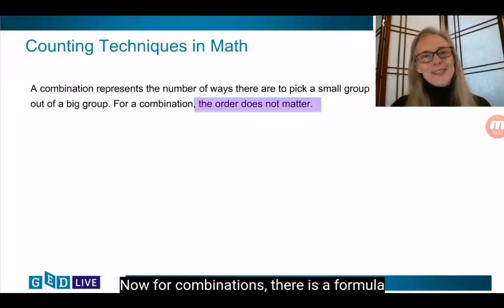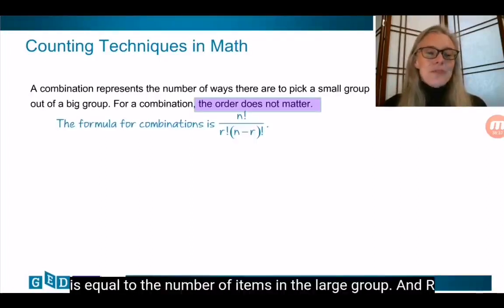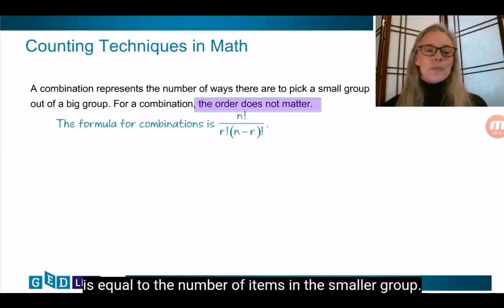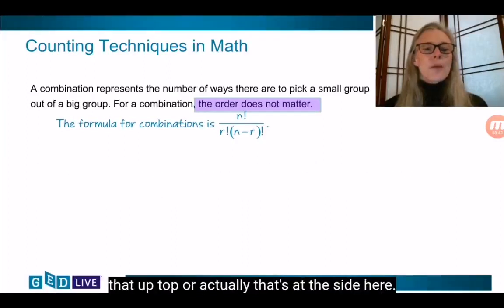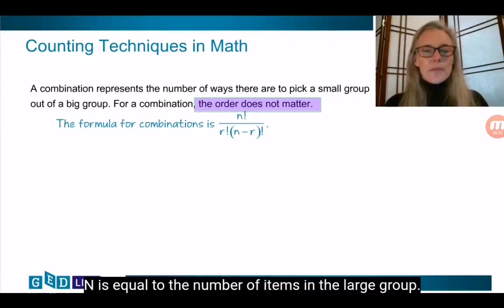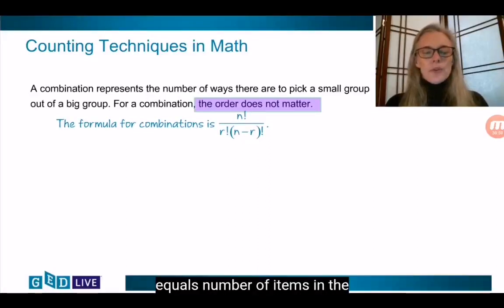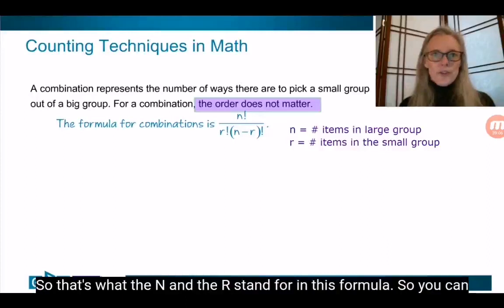Now, for combinations, there's a formula where n is equal to the number of items in the large group and r is equal to the number of items in the smaller group. Actually, before we get to permutations, let's just define that up top, or actually to the side here. N is equal to the number of items in the large group. R equals number of items in the small group. So that's what the n and the r stand for in this formula.